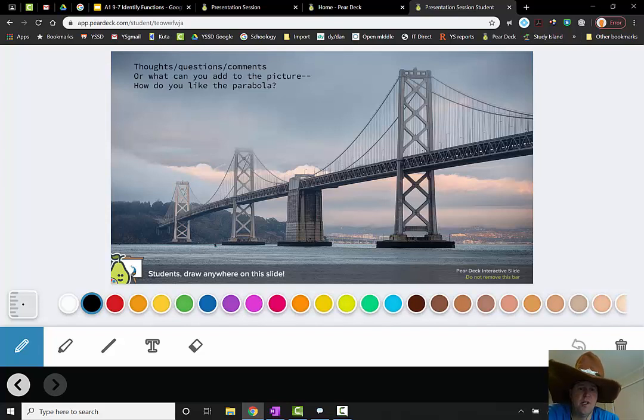Or what would you like to add to the picture? Nice little picture, beautiful parabola, a little stormy day. I like what's going on with the clouds over here. Looks pretty nice. You see the city in the background.